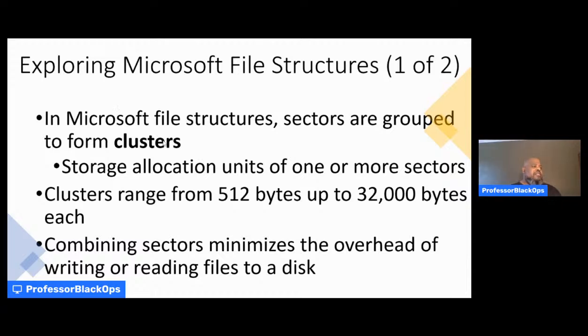From a Microsoft file structures perspective, sectors are grouped into clusters, storage allocation units of one or more sectors. Clustering ranges from 512 to 32,000 bytes. Combining sectors minimizes the overhead of writing and reading files.